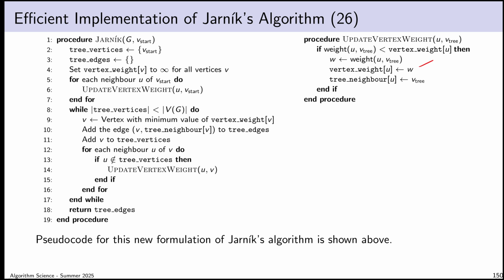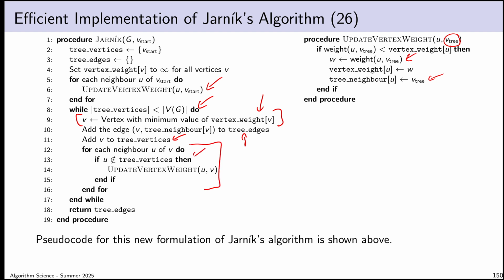So I set the weight of vertex u to be the weight of the edge from u to v tree. The only reason that's on 2 lines is because I needed to keep it from wrapping in the pseudocode representation. And then I set the tree neighbor of vertex u to be my vertex v tree, this vertex that I came in on. Okay, so I update the vertex weight of every vertex next to my starting point. Then, as long as the size of tree vertices is less than the number of vertices in the graph, I choose the vertex with a minimum value of vertex weight of v. Now that looks like linear search. And then I add the corresponding edge to my tree. I add my vertex v to the tree vertices, and then I go through the neighbors of vertex v.